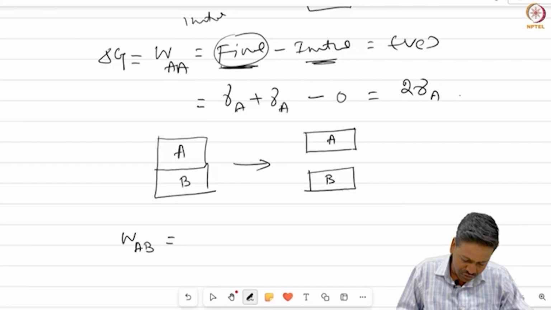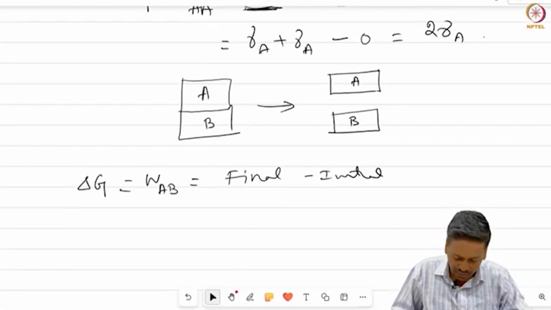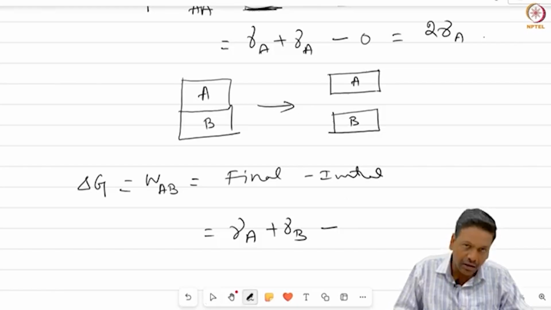So I have to associate this with delta G, which is again final minus initial. So this has to be negative. My final configuration is going to be gamma A plus gamma B. My initial configuration, remember, has an interface. In this configuration, you have boundary A and boundary B, and in between you have an interface, so you have to take that into account.